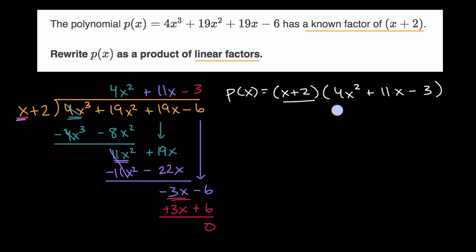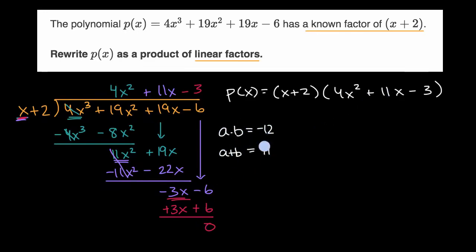Now, we're not done yet because we haven't expressed it as a product of linear factors. This one over here is linear, but 4x squared plus 11x minus 3 is still quadratic, so we have to factor that further. And there's a couple of ways we could approach it. We could try the quadratic formula, or we could factor by grouping. The whole reason we have to factor by grouping is that we have a leading coefficient here that is not 1. And so we need to think of two numbers, let's call them A and B. A times B needs to be equal to 4 times negative 3, which is negative 12. And A plus B needs to be equal to 11.